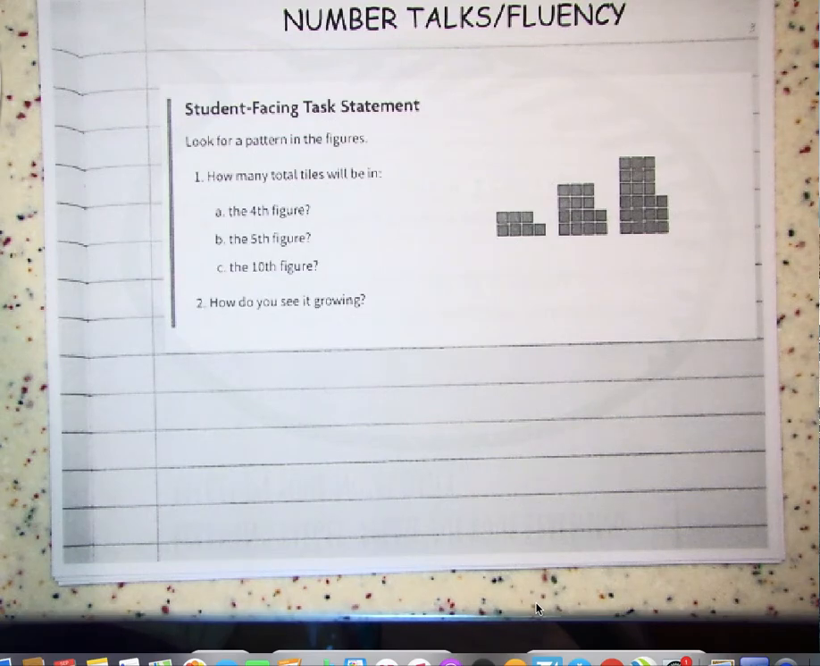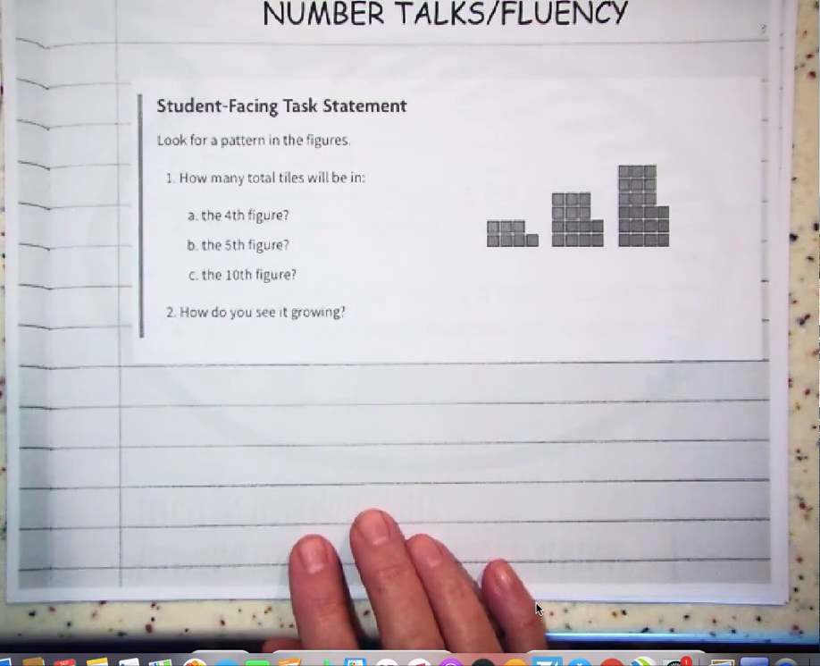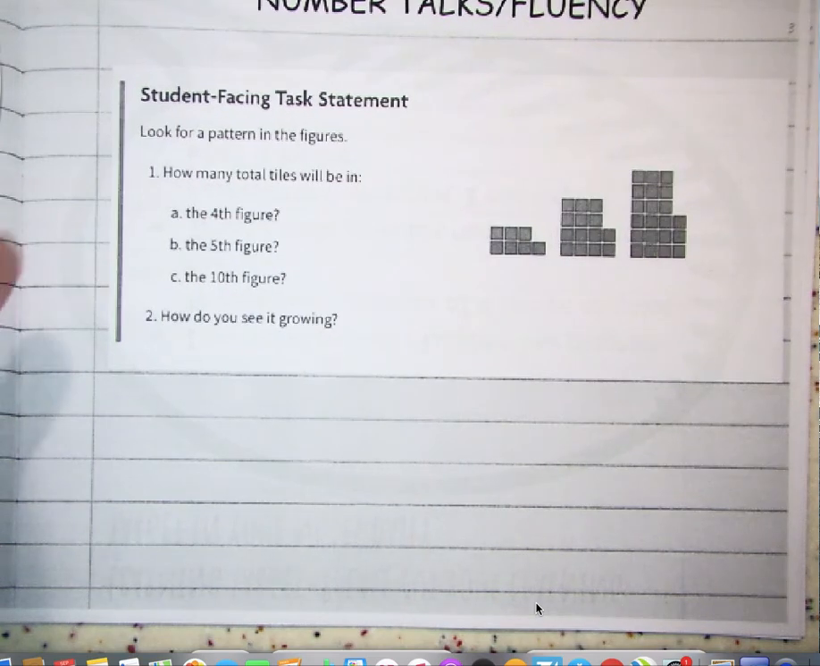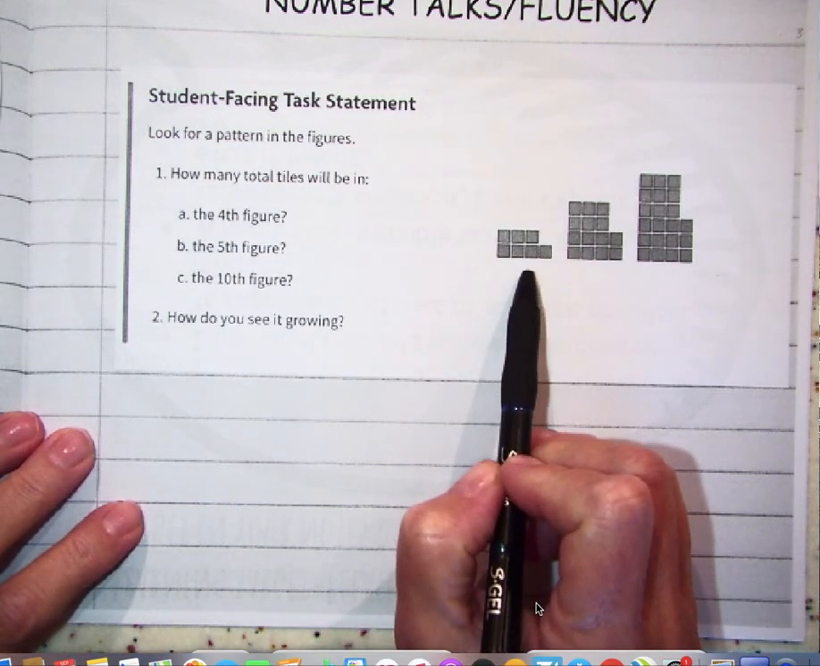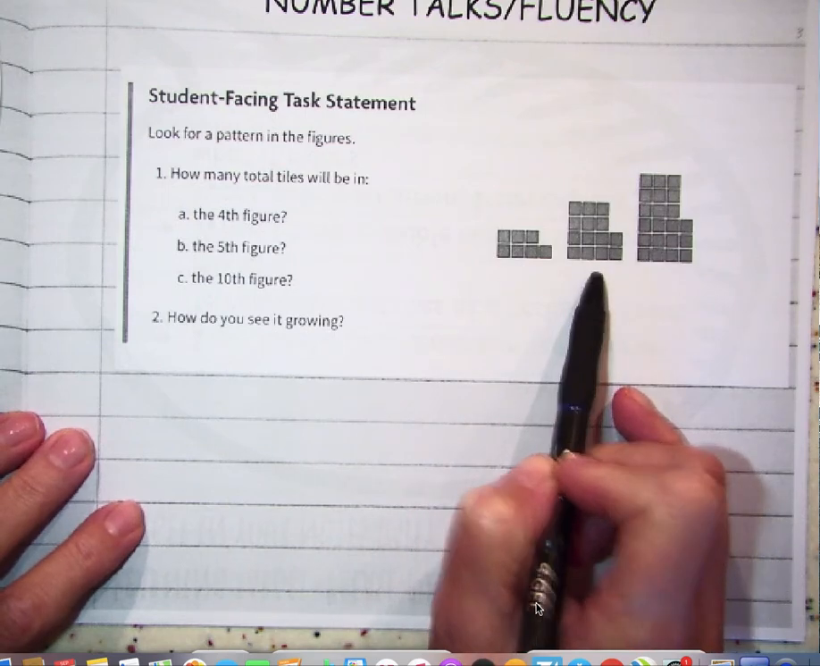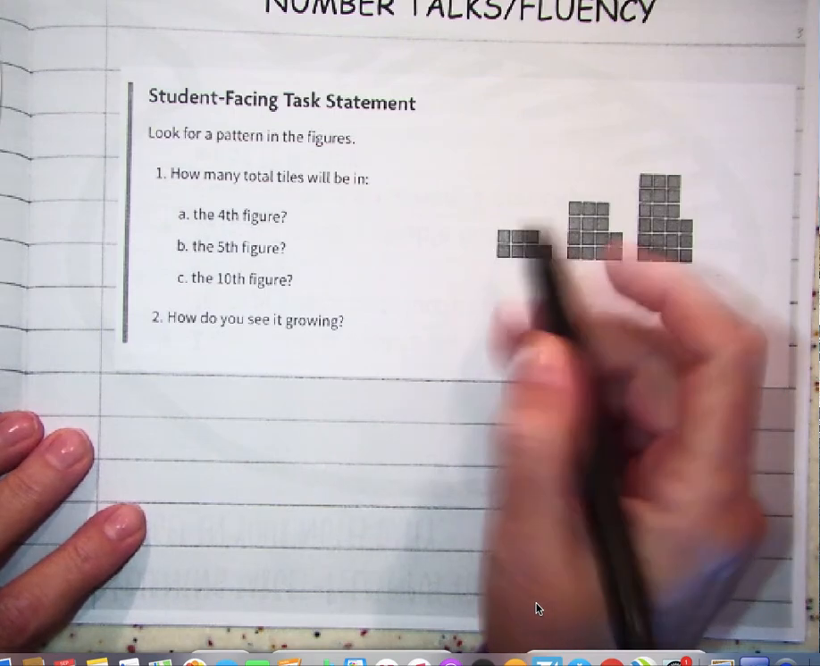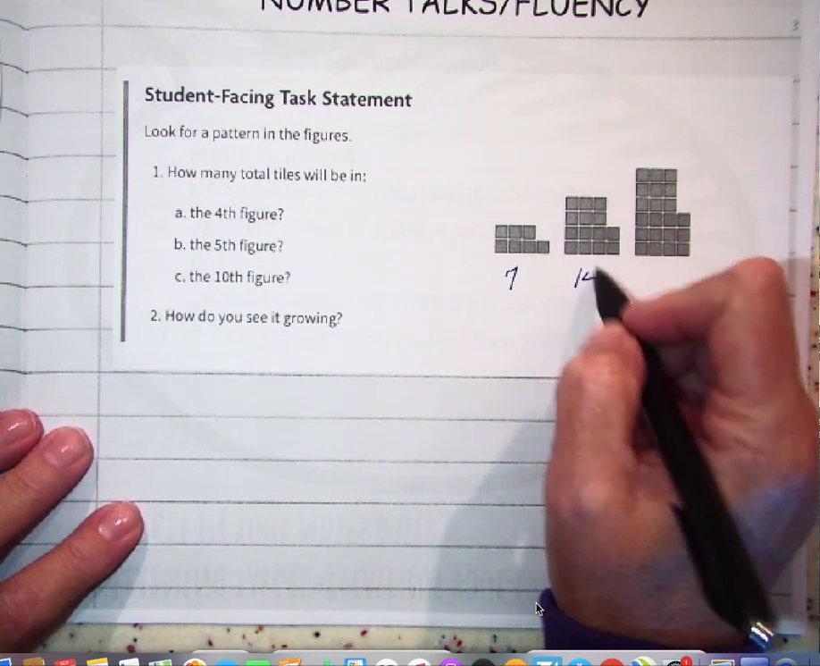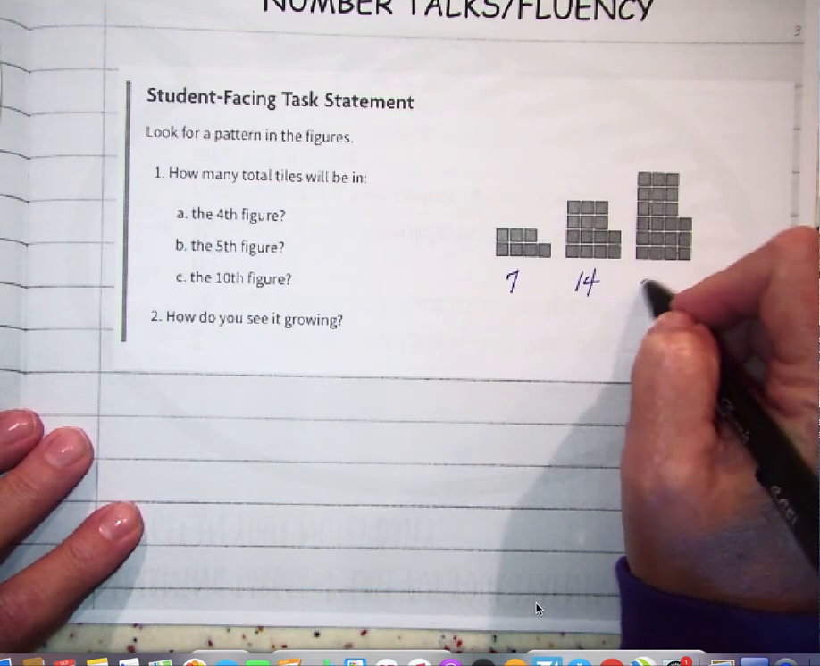Okay, so this number talk, you've got several figures here, 3 to be exact, and part of being a good mathematician is being able to recognize patterns. So what do you see is happening from the first to the second? This is 7. Okay, this is 8. This is 14. This is 4, 8, 12, 15, 18, 21.